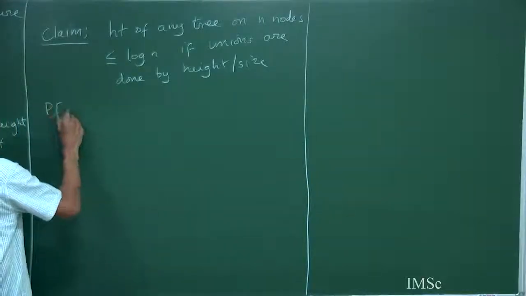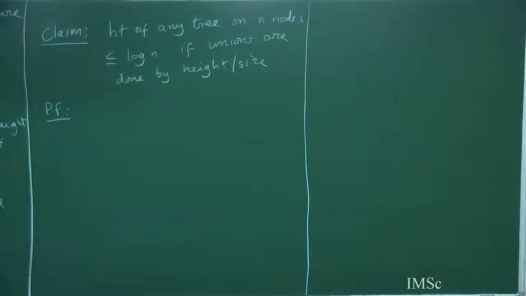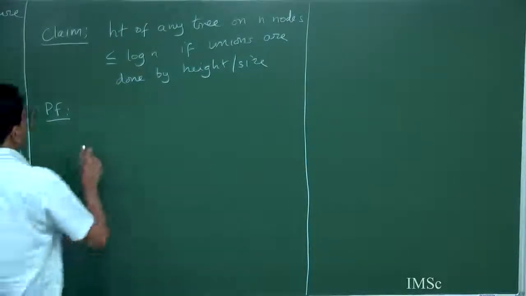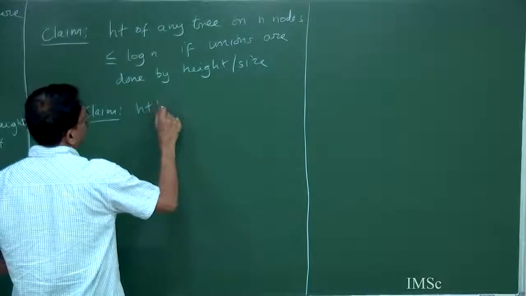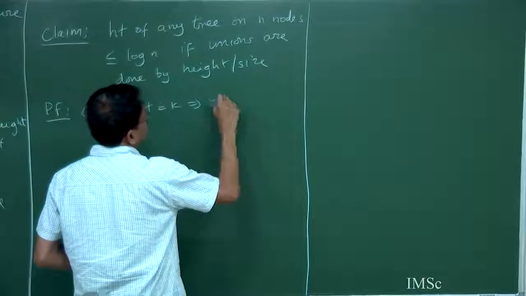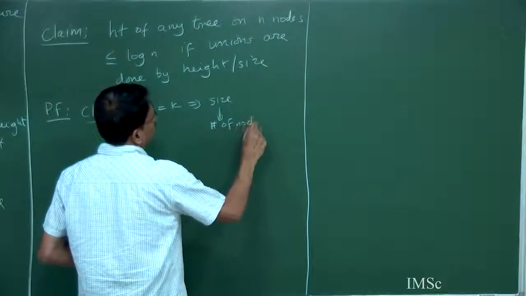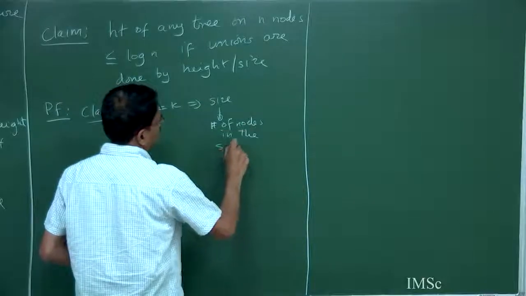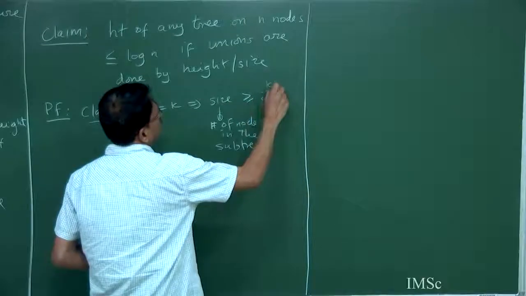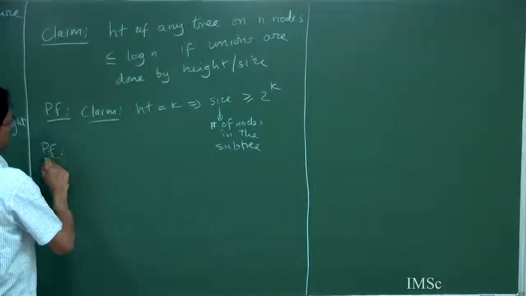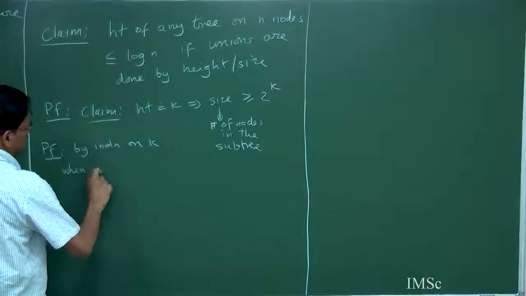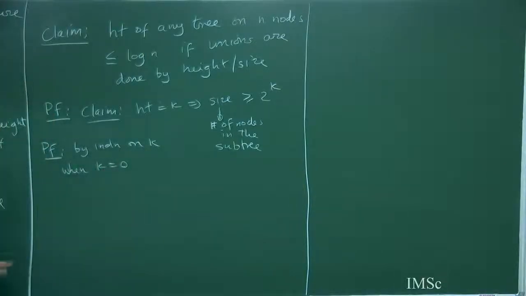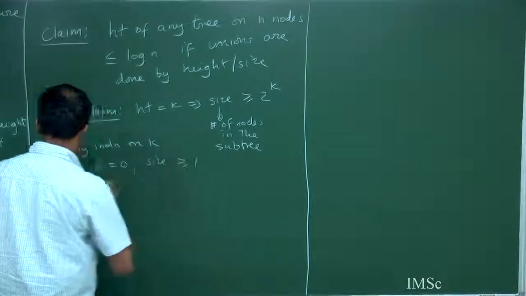So we were almost there. The idea is that whenever we add an extra link to this, whenever the height increases, the size doubles, which is what I want to make use of. So what we will show is that by induction, height equal to k implies size, which is the number of nodes in the subtree, is greater than or equal to 2 to the k, and the proof is by induction on k. For k equal to 0, height is 0, you have one node, so size is greater than or equal to 1. And this is the base case.